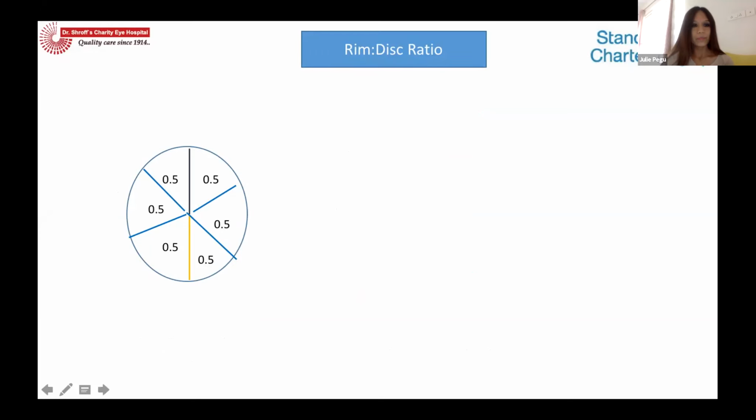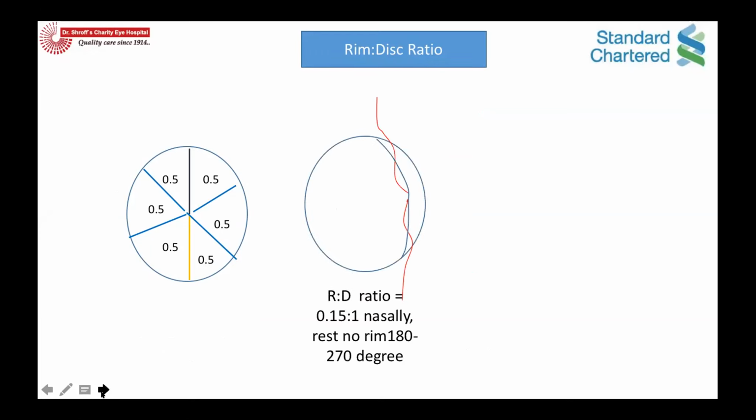Suppose this is the optic nerve. The cup-disc ratio is 1:1, but it is best to tell it in terms of rim disc ratio. So if I have to describe this disc, I can say that the rim disc ratio is 0.15:1, which is present nasally, and in the rest of the quadrants there's no rim.